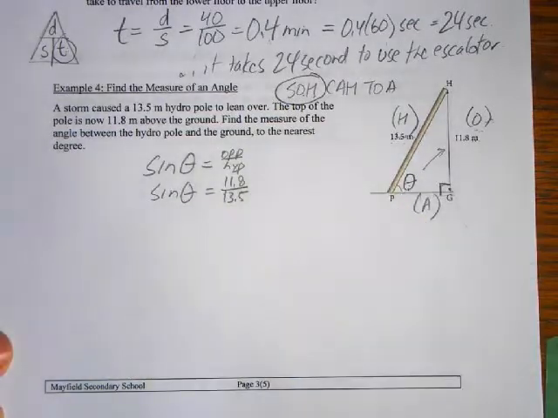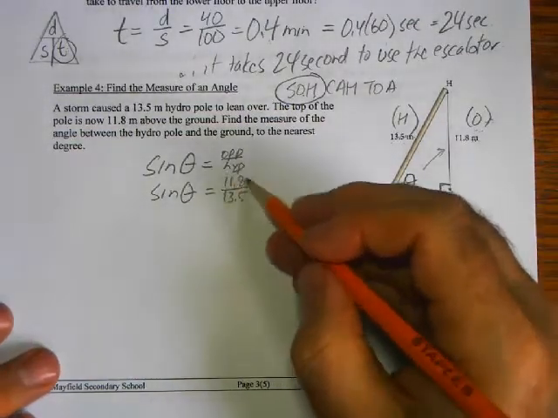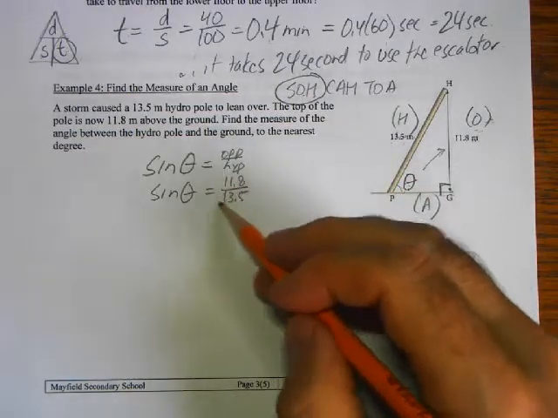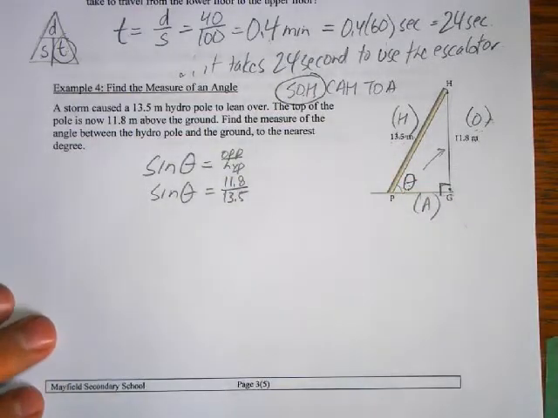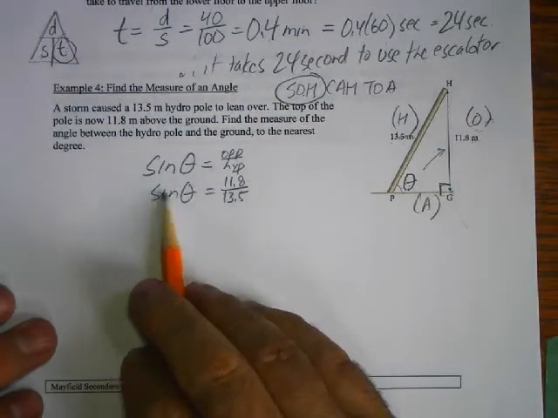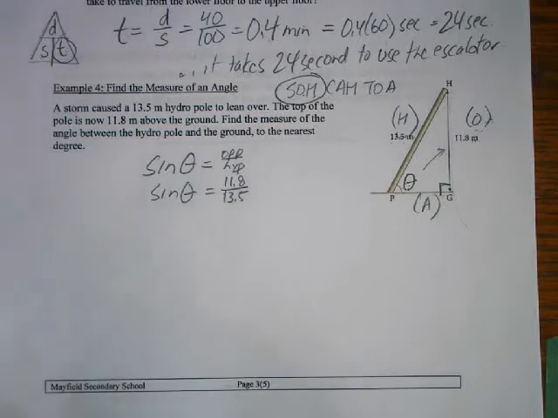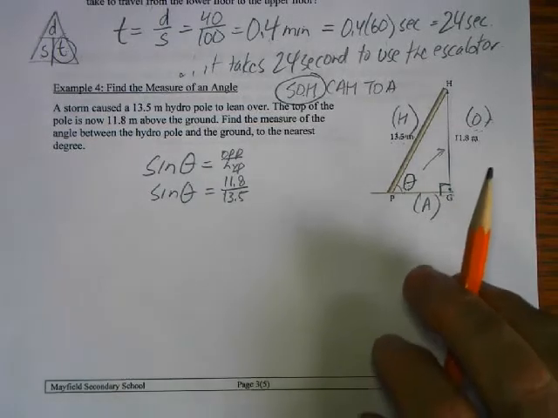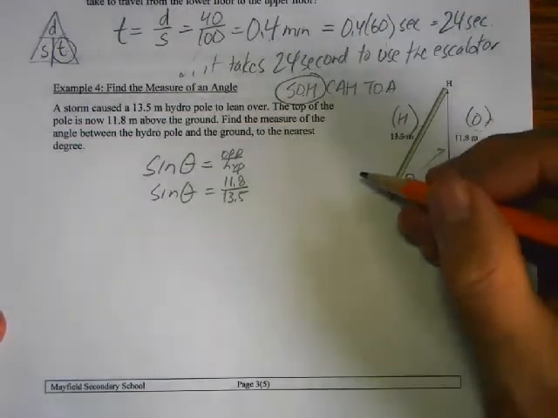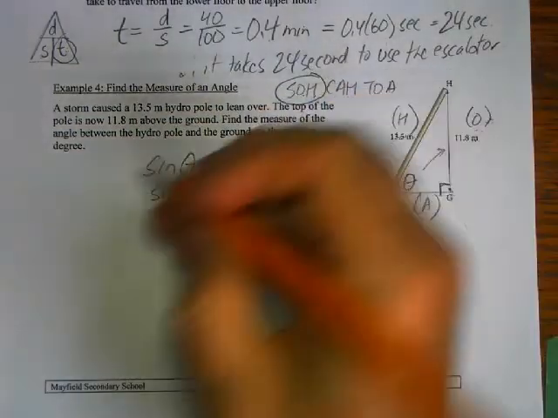At this point, you could actually calculate that. You're going to get 0.9 or 0.8 something. But that's not the answer because we're trying to find theta, not sine theta. So here's where these inverse functions come in. I said I'd talk to you about it later, and that's what I'm going to do now. So I just want to do a little side note here.